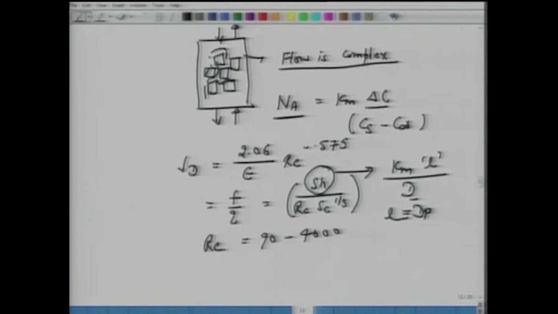So here Reynolds number is again defined with respect to the diameter of the particles, and if the Reynolds number is 90 to 4000, it means much larger than 1, and we have a turbulent flow here. So the velocity profile is quite complex, and hence there is a necessity for defining mass transfer coefficient. Schmidt number is given as 0.6.